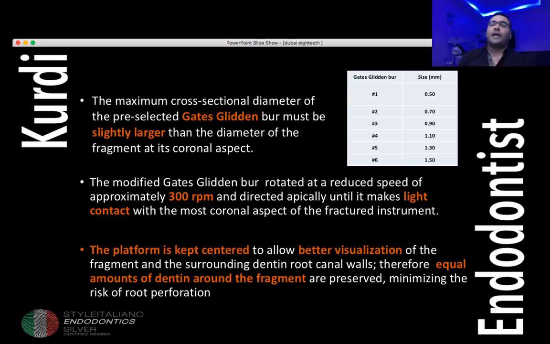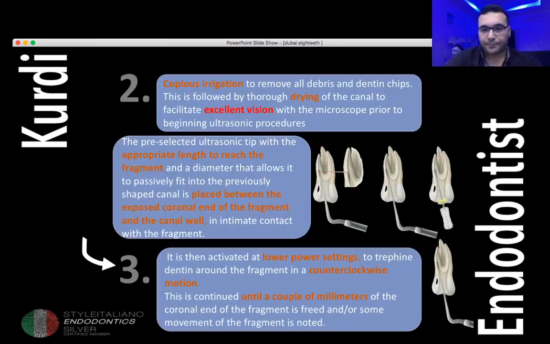So that's why some people nowadays do not use a modified Gates-Glidden and just use bigger orifice openers and even modified orifice openers. They can just clip 1 or 2 millimeters of the tip of the orifice opener and use it to make this kind of staging platform.